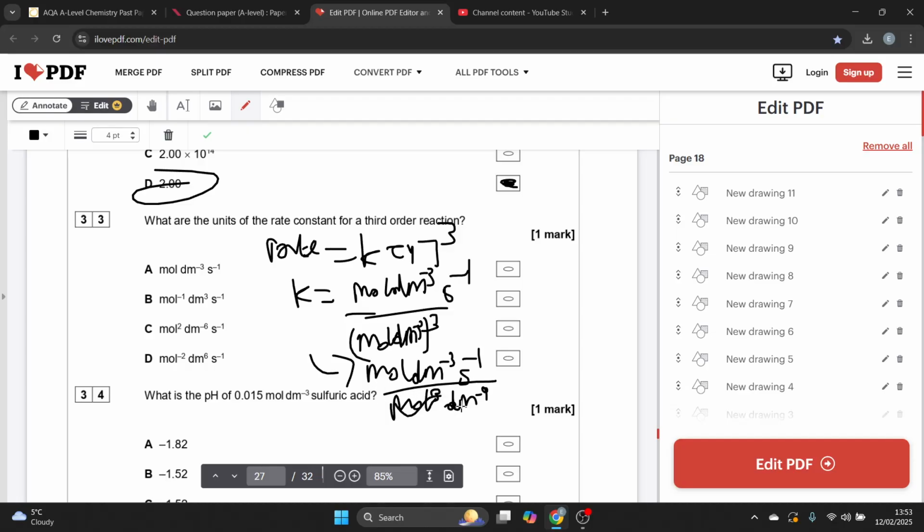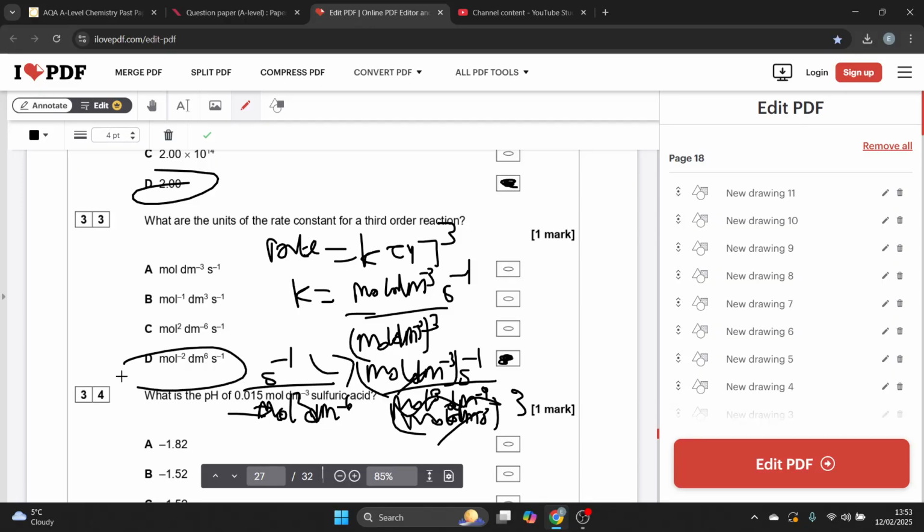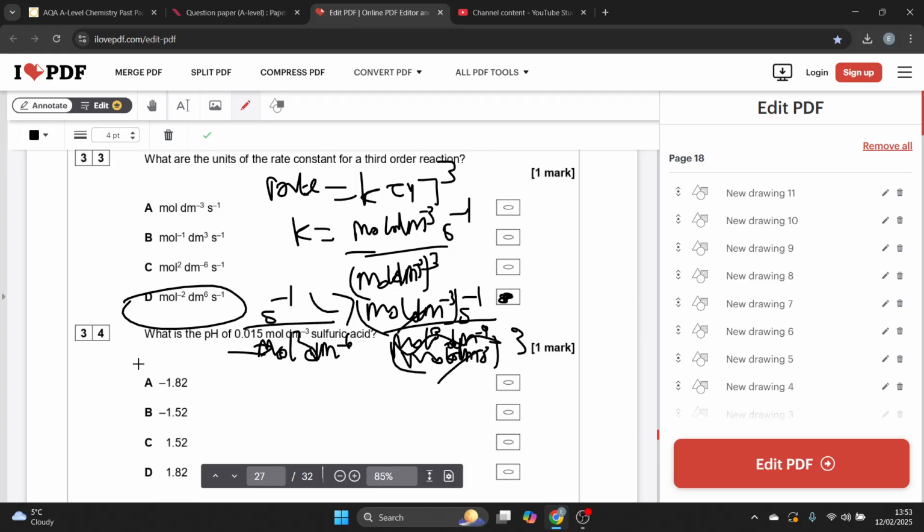Actually, no, I'll leave it as moles per dm cubed. That will cancel out, and then I'll be left with S to the power minus 1 over moles per dm cubed squared, mol to the power 2 dm to the power minus 6. And then therefore it's going to be mol to the power minus 2 dm6 S to the power minus 1. Yeah, because that's under the bracket, that's the denominator, so mol to the power minus 2 dm6 S to the power minus 1, so 33D.